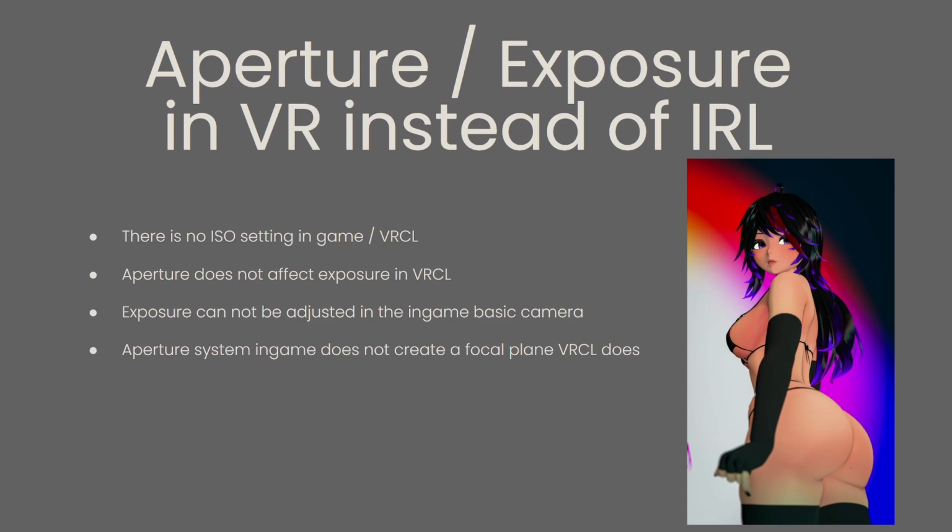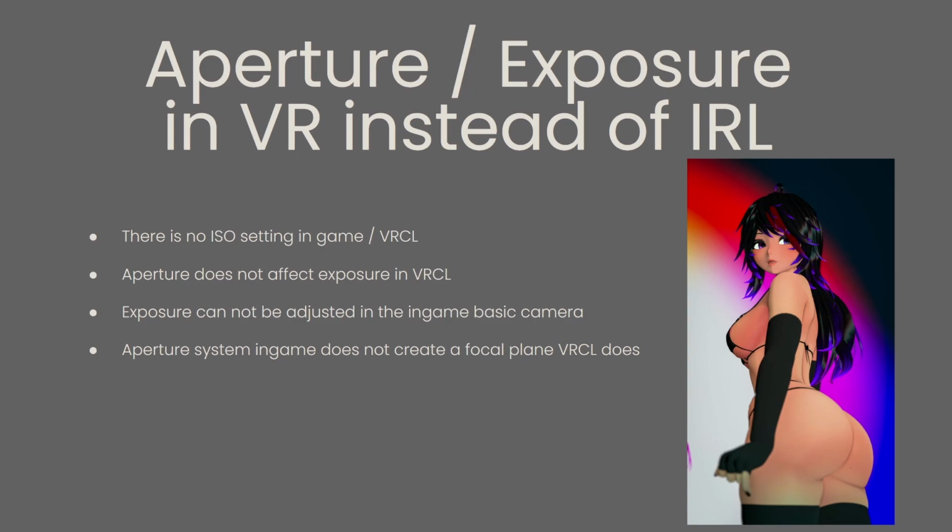And then the aperture system in game does not create a focal plane like VRCL does. What this means is that when you're using the basic in-game camera and you pick a person and highlight them, or put your focal point on a subject, the game will take everything around said subject and make it in focus, and everything outside of that subject out of focus. What this inherently does is make pockets of sharp images next to blurry, bokeh pieces of your image. Unlike this photo of Sumi here, where the lower half is blurry and the top half is in focus, basically most of her would be in focus and everything around would be blurred.